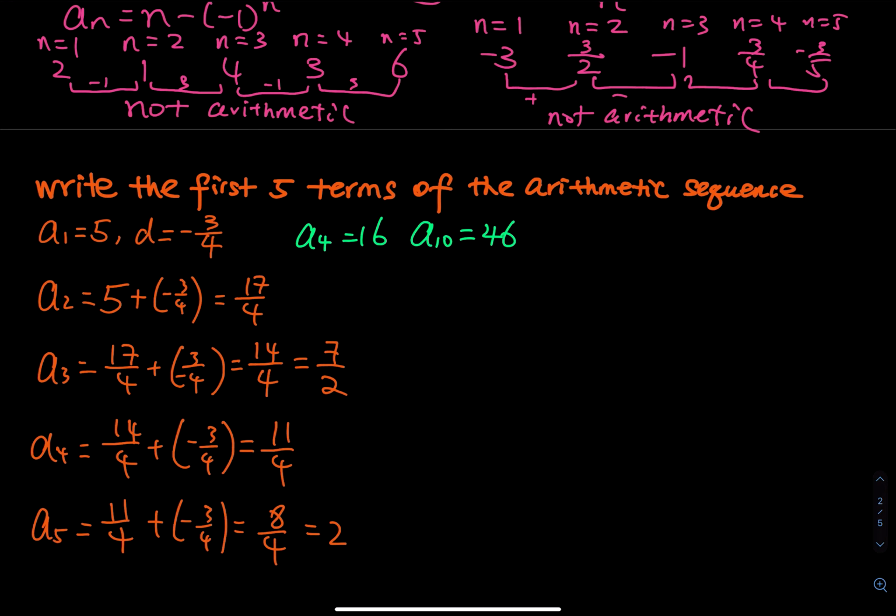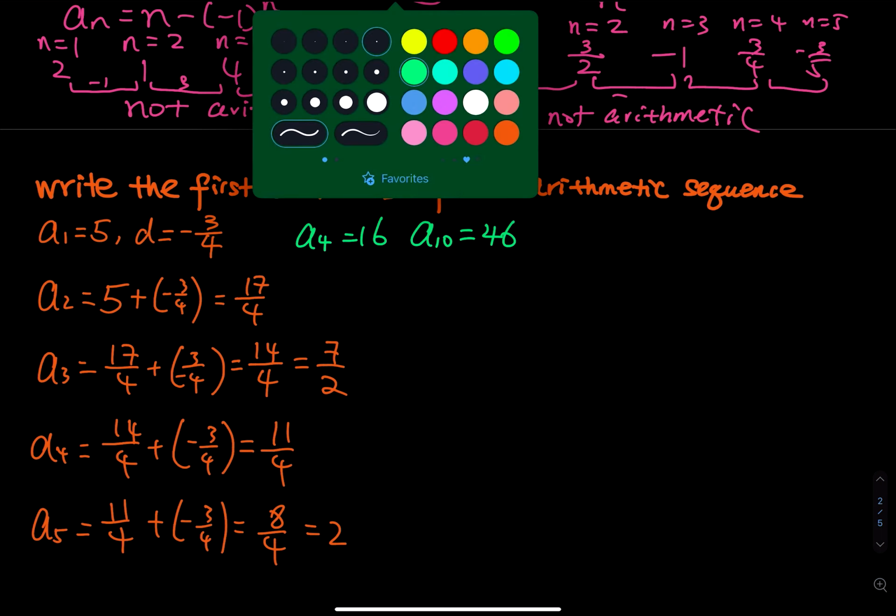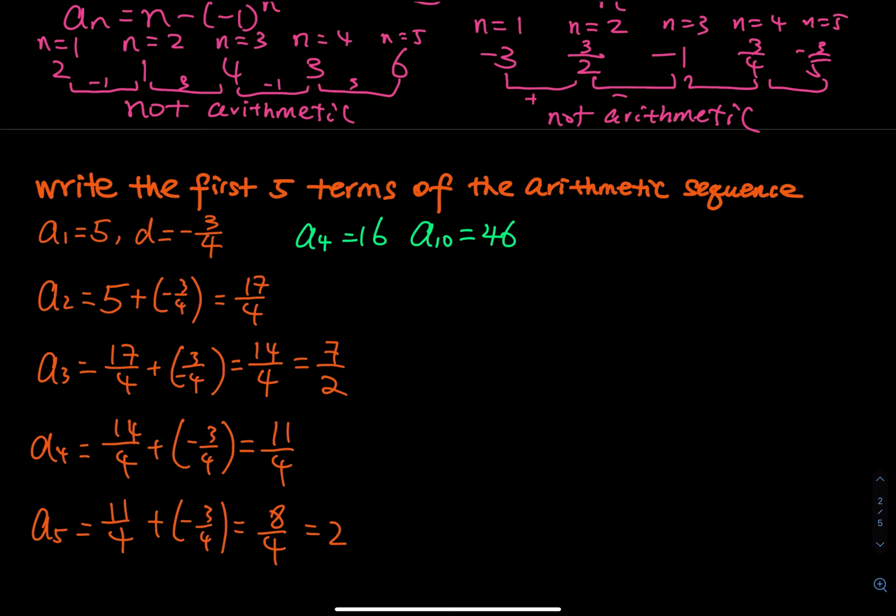That's it. But things are not always that easy. The next problem, do you see that there is no common difference, and you don't even have the first term at all? So in this situation, we have to recall the formula, which is an equals to a1 plus n minus 1 times the common difference. So we have to summon the formula.